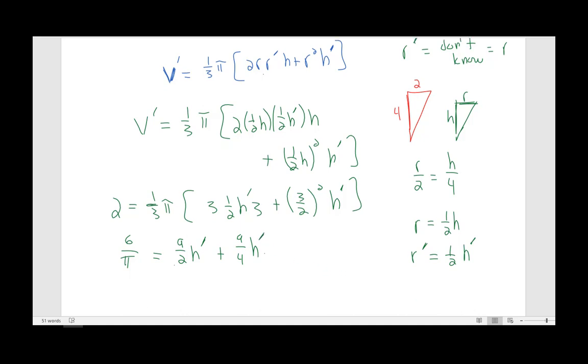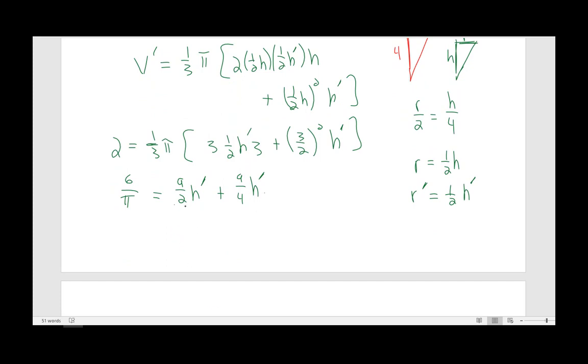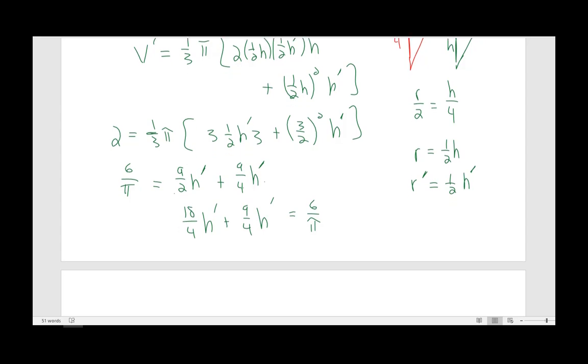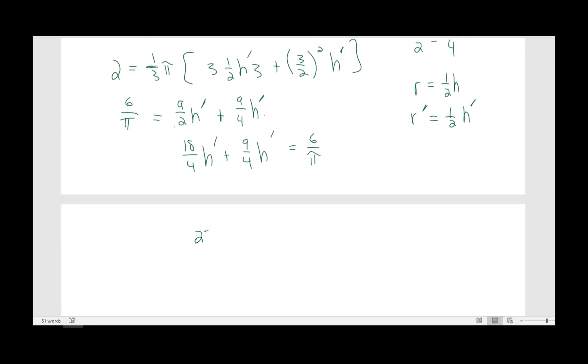So if I get a common denominator with the h primes, what do I have? This is going to be a common denominator of 4. So multiply this by 2, multiply this by 2. So I have 18/4 h prime and 9/4 h prime equals my 6 over pi. So let's see, 18 plus 9 is 27. So I have 27/4 h prime equals 6 over pi. Again, I'm going to multiply the 4 over. I'm going to divide by the 27. So multiply the 4 to the 6, and I get 24, and divide the 27 over, and I get pi.